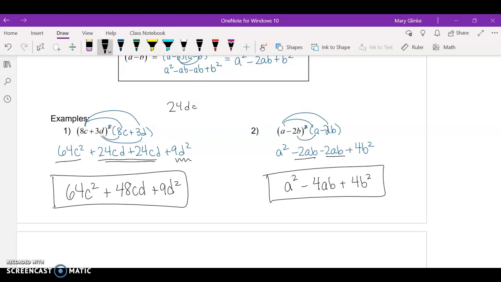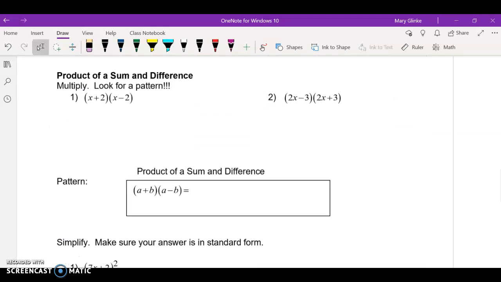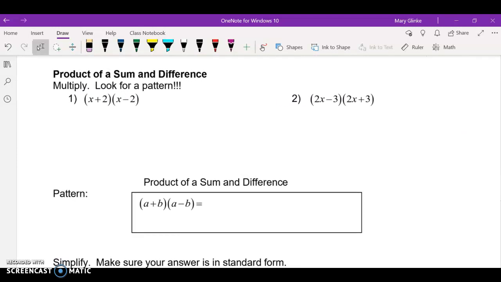So that is squaring things. You cross it off, write it twice. There's also a lot of patterns here that happen if you have the same two parentheses, but one with a plus and one with a minus. So notice for number 1, they both have the x and the 2. It's just one has a plus and one has a minus.